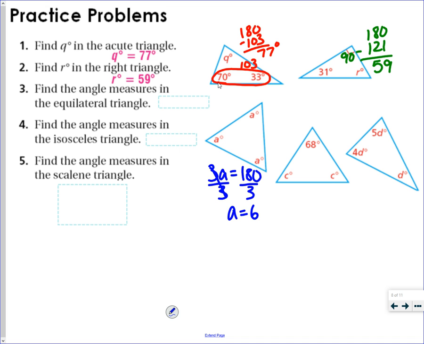So A would be 60. Each of those angles will be 60 degrees. 60 plus 60 plus 60 is 180.